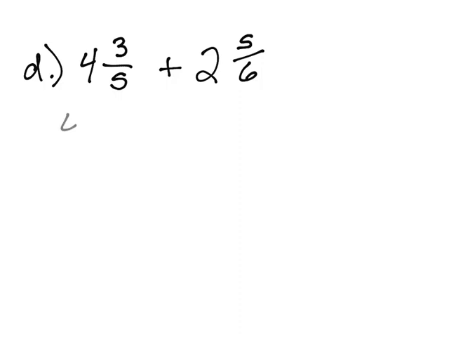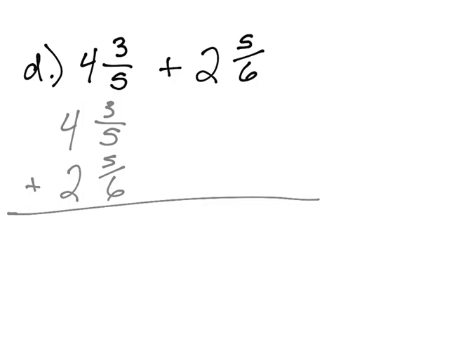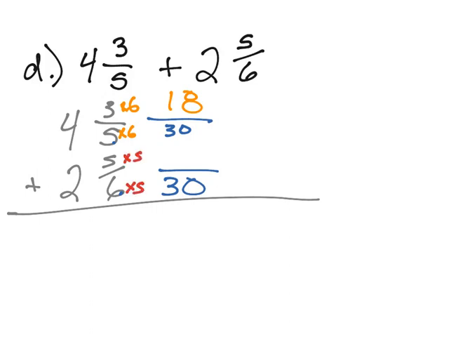So I'm going to rewrite them vertically. 4 3/5 plus 2 5/6. So I look at my denominators. 5 and 6 both go into 30. All right, looking at the first one, the top one. 5 times 6 is 30. So 3 times 6 is 18. So my first fraction is 18 over 30. Then in my lower fraction, 6 times 5 is 30. So 5 times 5 is 25.